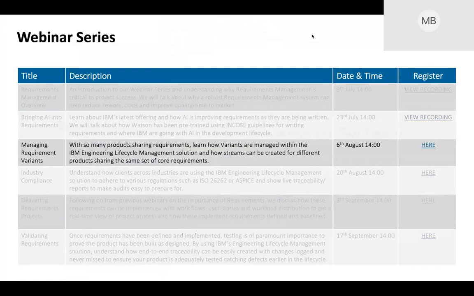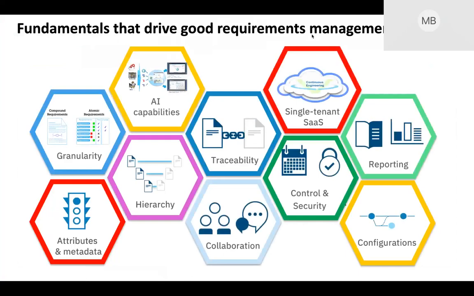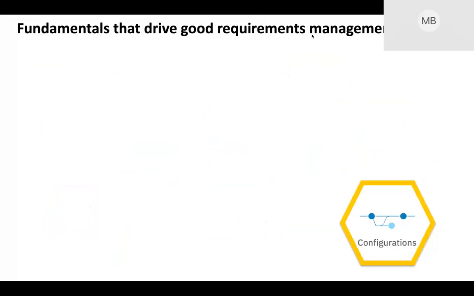But today's topic, managing requirements variance, is one of the core pieces of functionality that sits within our toolkit now. This is a slide taken from the first webinar that we delivered, looking at good requirement fundamentals: tracking granular requirements, constant attributes and metadata that are common across everyone using the tools, tracking hierarchy and traceability. Last week we looked at artificial intelligence and how that has been introduced, but this session really is focusing on the configuration management element that sits within the tools.